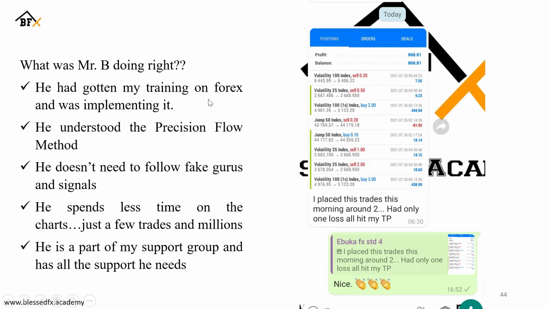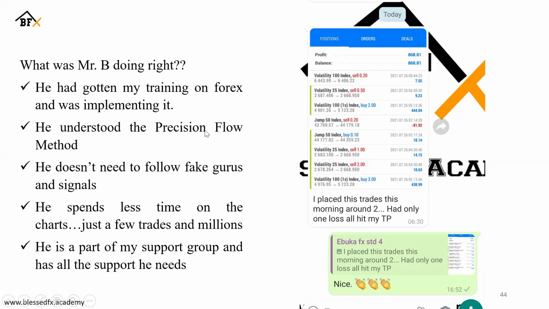Within a month, Mr. B was doing right already. He has gotten my complete training of Forex. You understand? He was trading volatility, and you could see the money he was making. He lost the trade, but his profits were way more than his losses, right? You could see how amazing that made him. He had only one loss, and the rest it is TP.